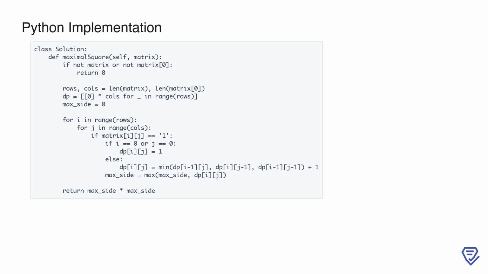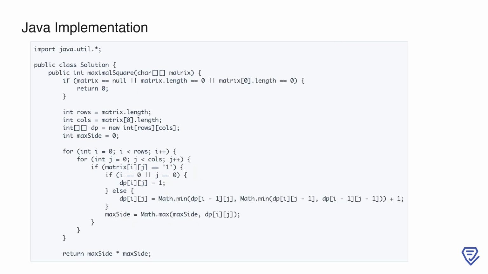This algorithm runs in O(m * n) time, where m and n are the number of rows and columns in the matrix, respectively, and uses O(m * n) space for the DP table. This makes it an efficient and robust solution for the problem. Here, we start by importing necessary packages and defining the solution class along with the maximal square method.